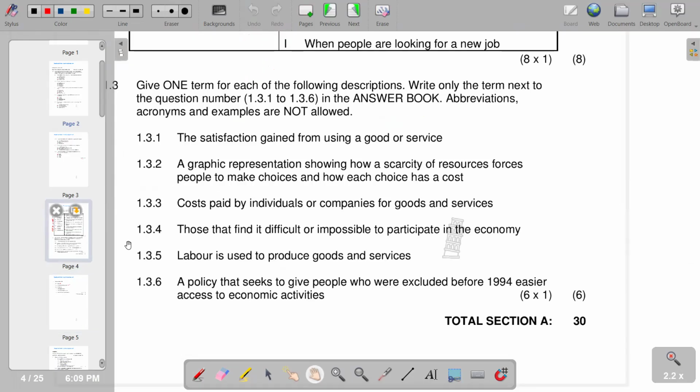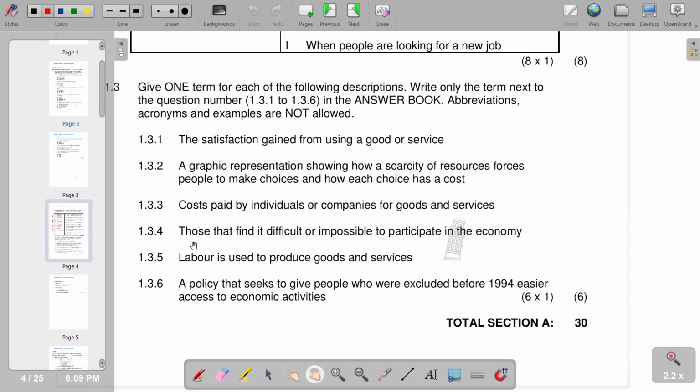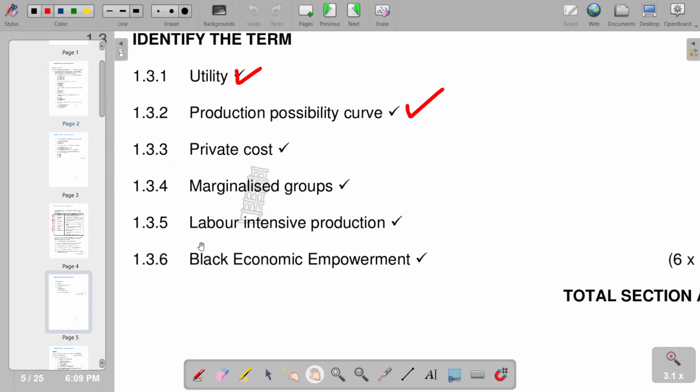Then move on to the next one, which is saying those that find it difficult or impossible to participate in the economy. So these are the marginalized groups. We move on to the next one. Labor is used to produce goods and services. So this is labor-intensive production. So we are using labor instead of machinery.